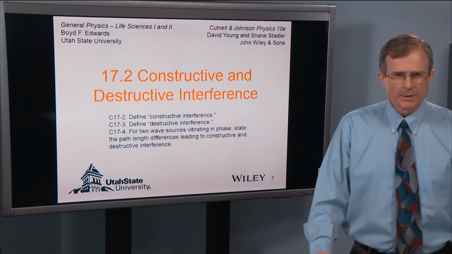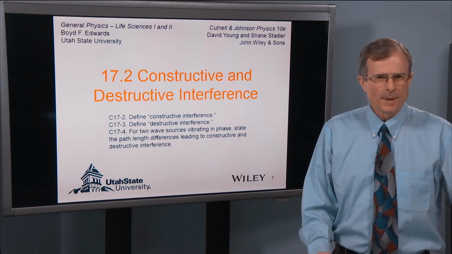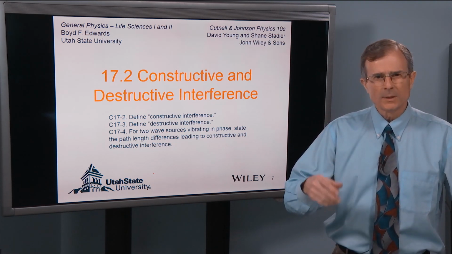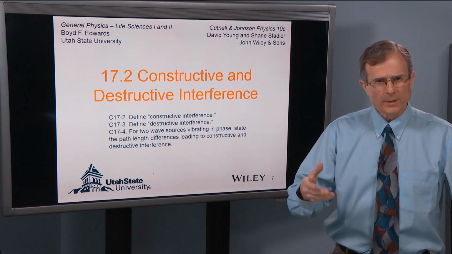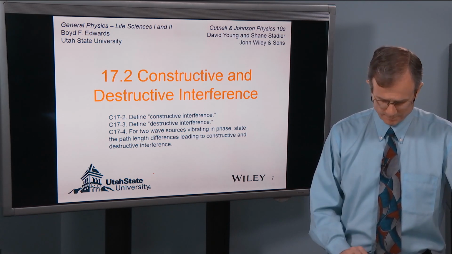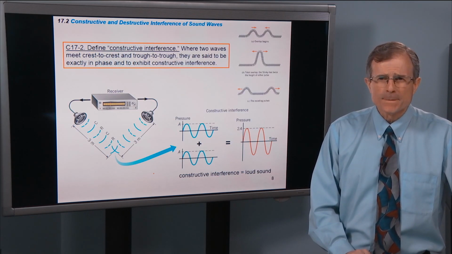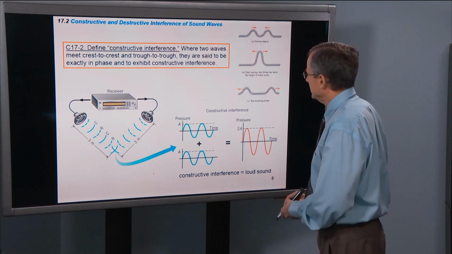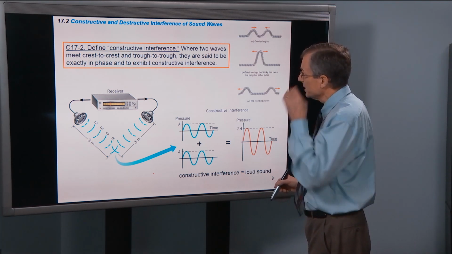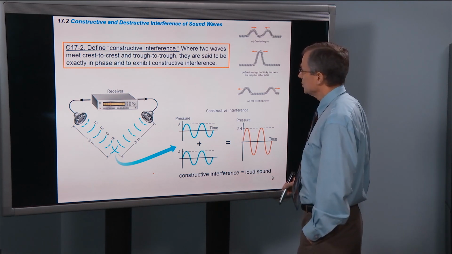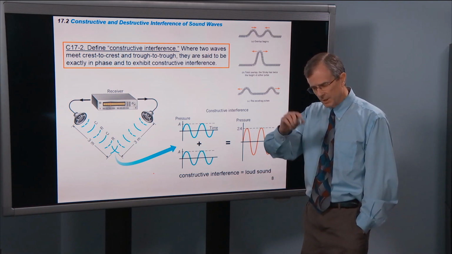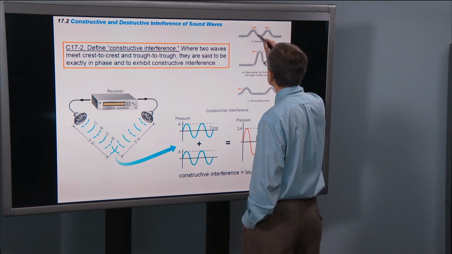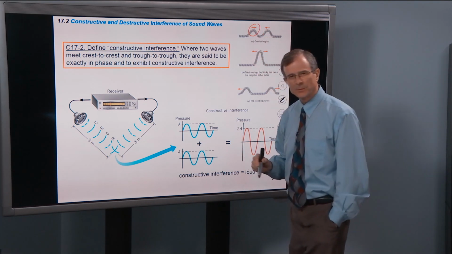Constructive and destructive interference are among the most important principles in physics. They work with sound, they work with light, with other wave motions. The definition of constructive interference is where two waves meet crest to crest and trough to trough. So we'll use a crest to denote something that looks like this. It's a crest in the wave.